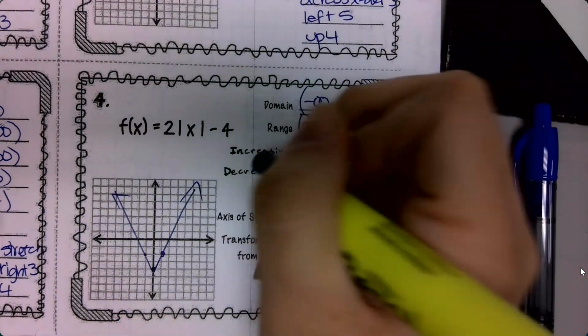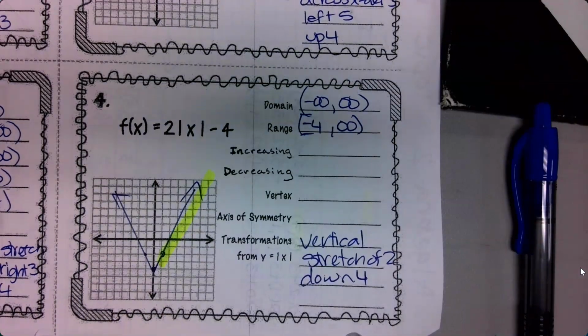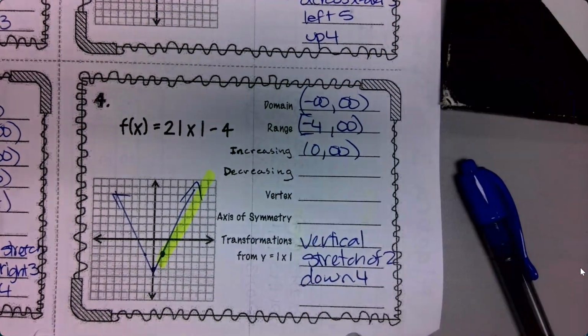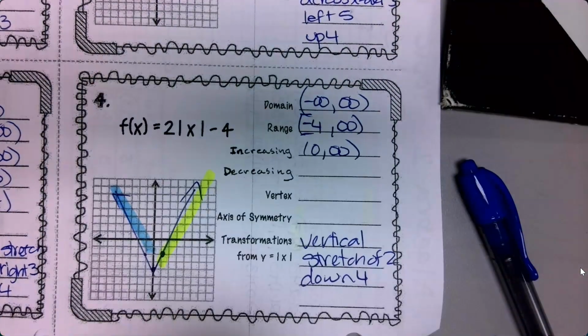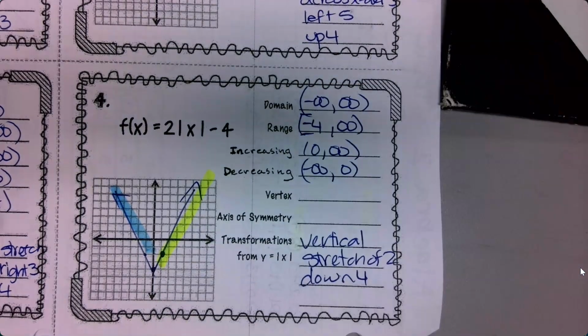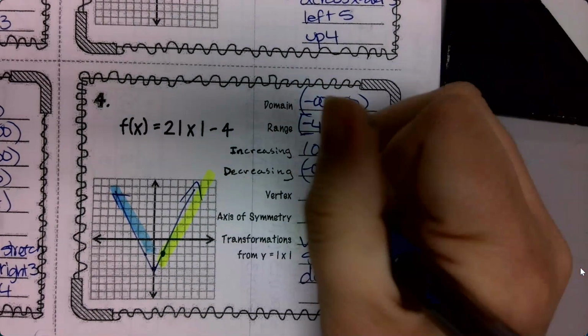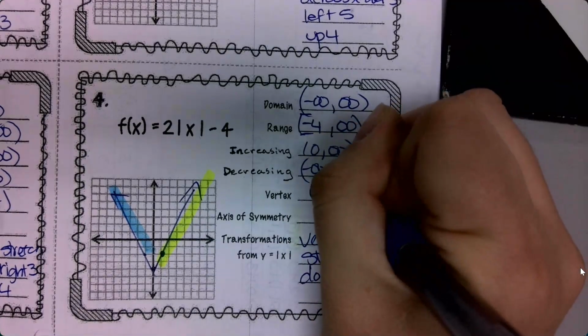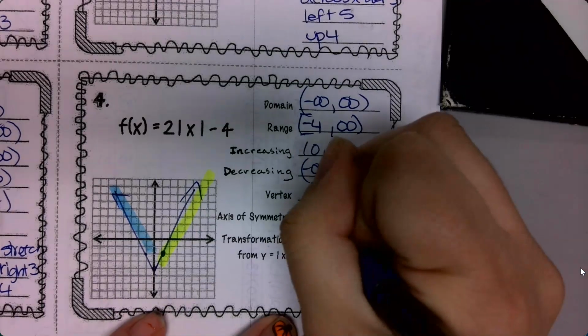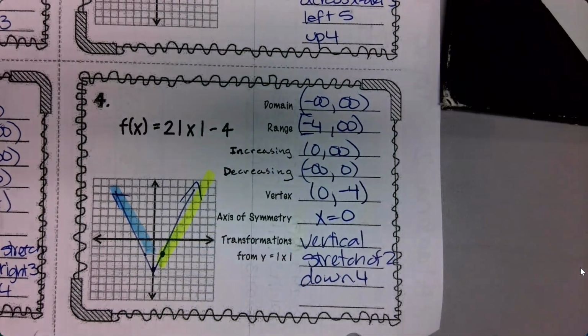Increasing is positive slope. So that is starting at 0, going right forever. Decreasing is where I have a negative slope. This is negative infinity to 0. My vertex is where it makes that change. It starts at 0, and then the x value is 0, and then my y value is negative 4. And my axis of symmetry is going to be x equals 0.